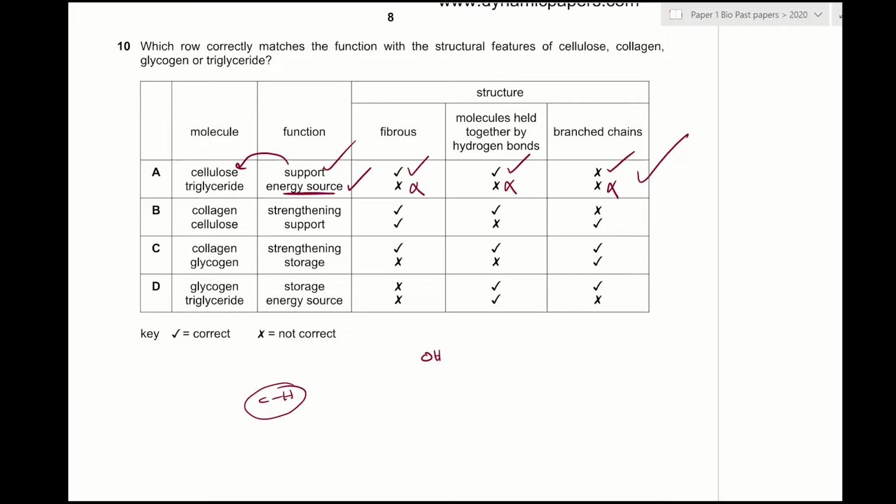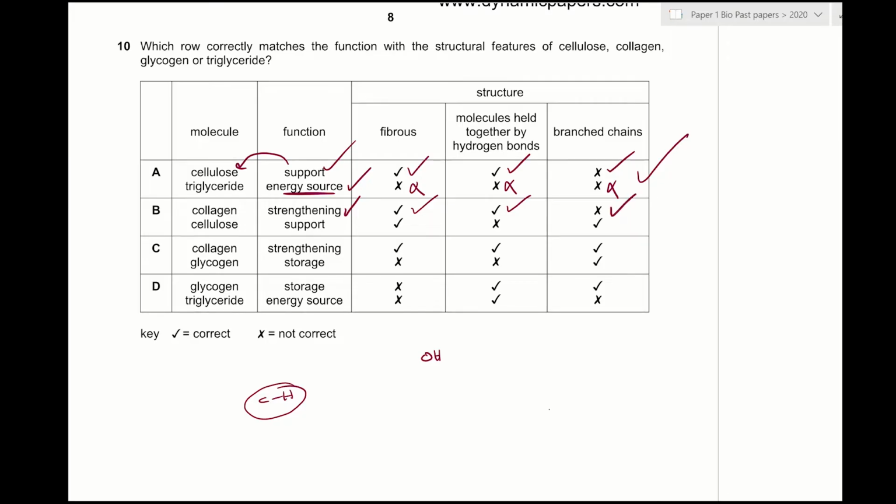Let's see the rest. B. Collagen. Function is strengthening. This is correct. It has a structural role. Now, it's fibrous. This is correct. Molecules held together by hydrogen bonds. Actually, they are held together by hydrogen bonds and some covalent bonds in a triple helix structure. And they are not branched, so this is correct.